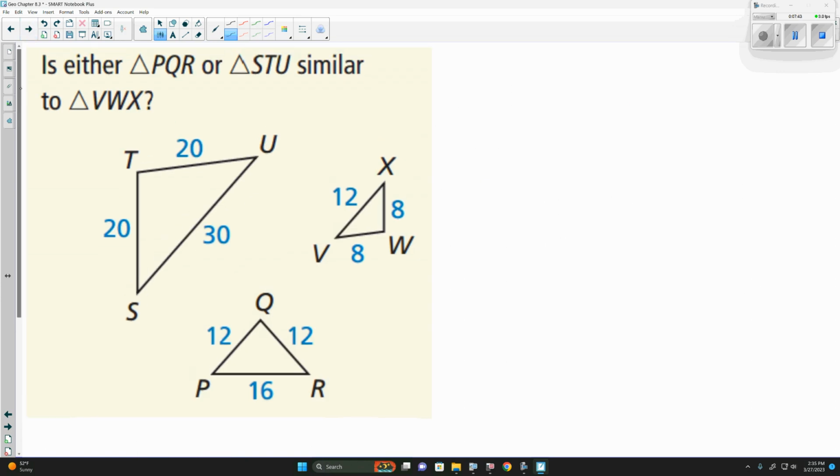Okay. PQR or SDQ is similar to triangle VWX.